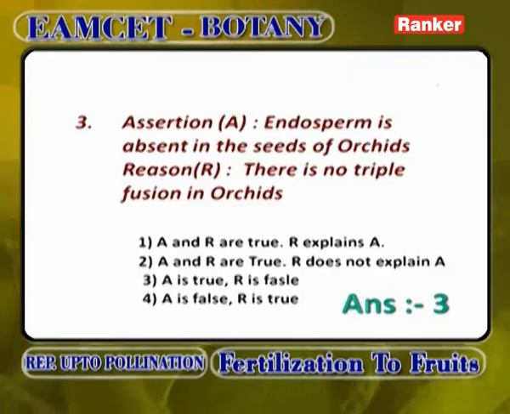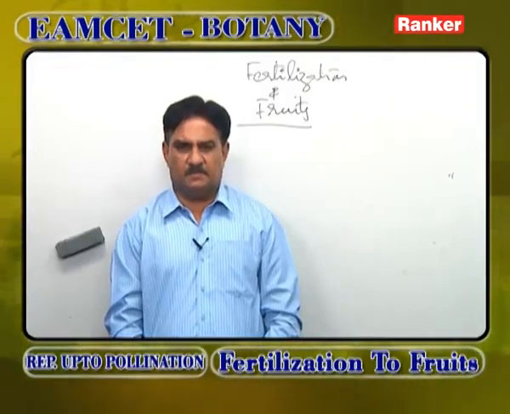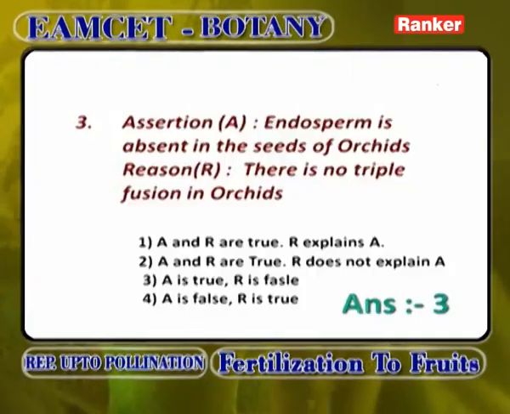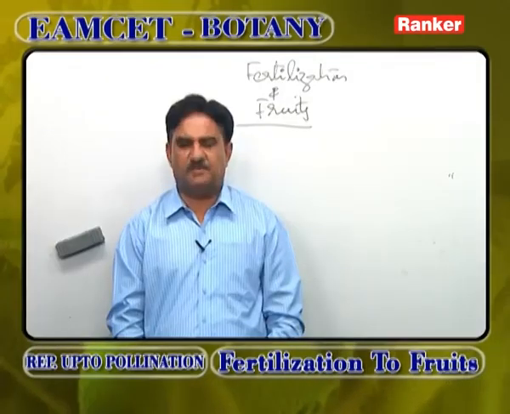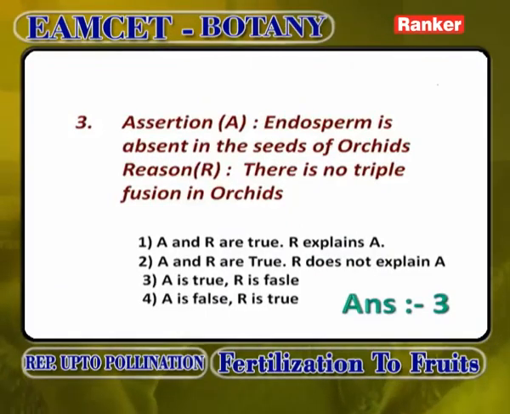Endosperm is absent in the seeds of orchids, and why endosperm is absent in the seeds of orchids means the developing embryo completely utilizes the endosperm. So there is no triple fusion in orchids is wrong. So answer is A is true, R is false.